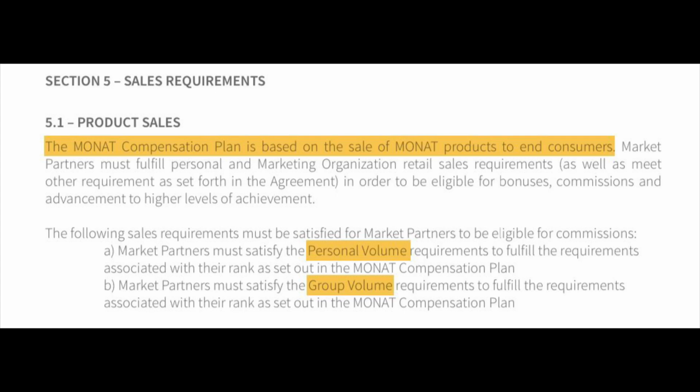A MONAT market partner is eligible for commissions if, one, the market partner must satisfy the personal volume, and two, the market partner must satisfy the group volume. So if you're a MONAT market partner, in order for you to get paid, you need to meet two criteria. You have to meet your personal volume, which is the amount of money you spend on products for yourself or through your VIP customers, and your group volume, which is the amount of money that you have to spend on products as a group if you have a team. Once you meet that, you're eligible to receive your commission checks or your bonuses for that month.